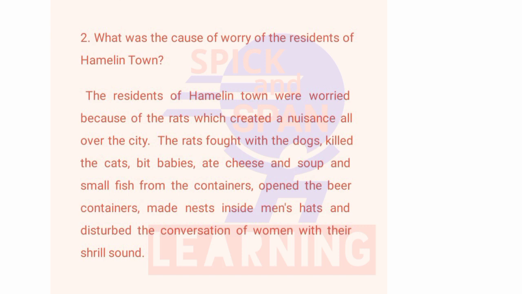Question number 2. What was the cause of worry of the residents of Hamelin town? Answer. The residents of Hamelin town were worried because of the rats which created a nuisance all over the city. The rats fought with the dogs, killed the cats, bit babies, ate cheese and soup and small fish from the containers, opened the beer containers, made nests inside the men's hats, and disturbed the conversation of women with their shrill sound.